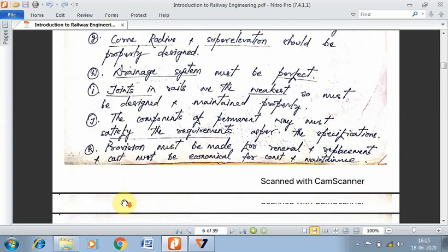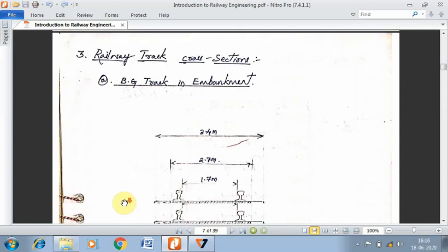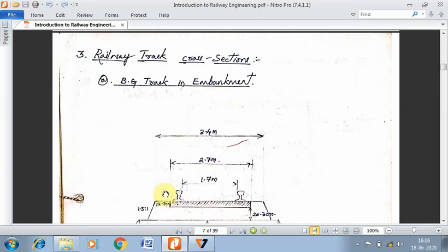Okay, so these are some of the ideal requirements. Now there are some typical cross sections you need to know. Most of the cross sections are there in the textbook which I have prescribed to you during my first few classes in the university. Okay, so I have suggested the textbook by S.K. Khanna, which is on railway engineering. I suppose you all have this by now. So you need to study and learn all the cross sections that are being given in the textbook.